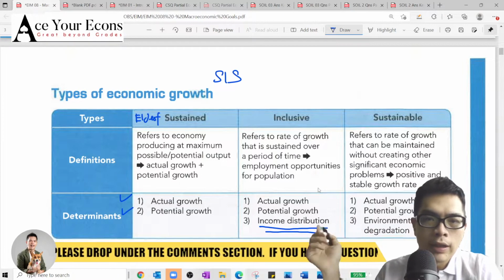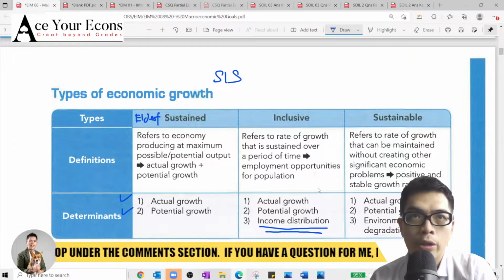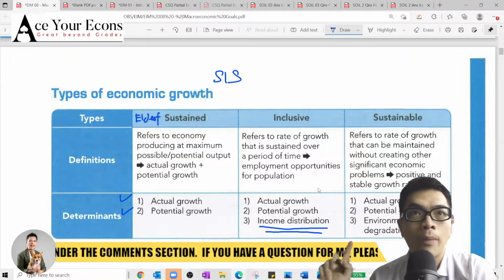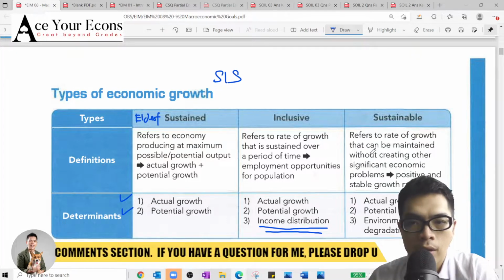So a lot of students get inclusive wrong, they miss out the last ingredient. So make sure you get this right. I will talk about this more in the future, especially policies to attain this.